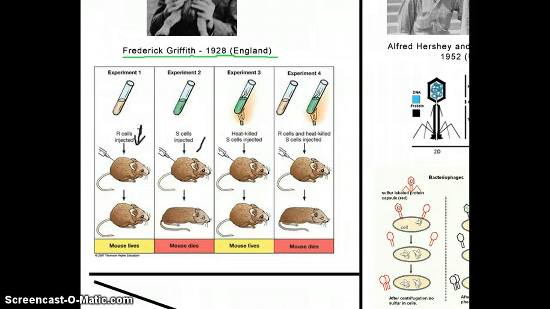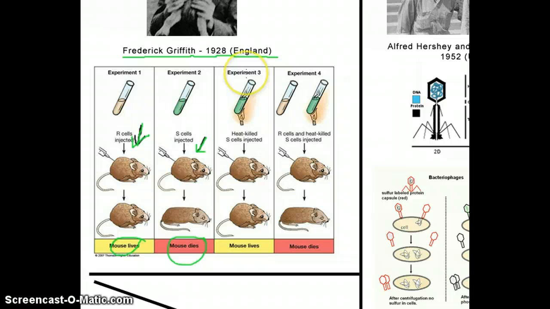Pneumonia is a bacteria, and it causes the disease pneumonia. So we had 2 kinds of cells. These first cells were called R cells, and the R cells were not deadly. They were his control. So if he injected them into the mouse, nothing happened, the mouse lives. The S cells were the deadly ones. So if he injected those into a mouse, the mouse dies. All pretty straightforward so far. The S cells are deadly, R cells are not.